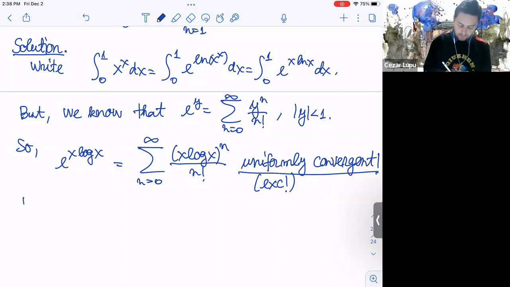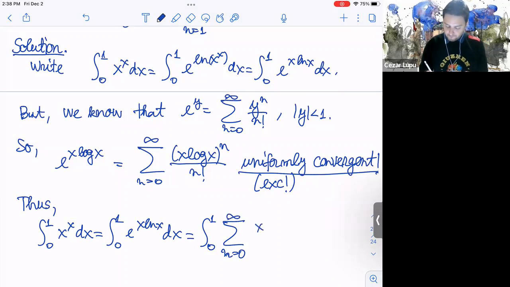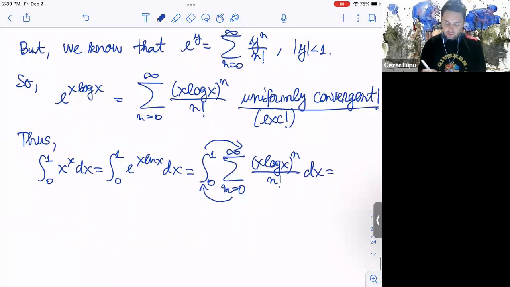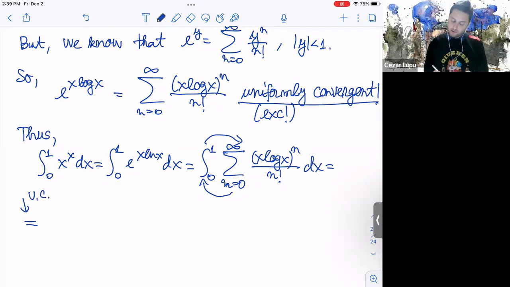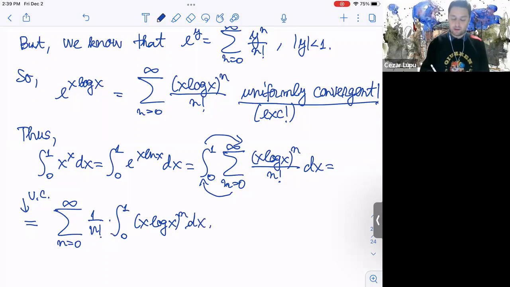So this means that the integral we started with, the integral of x to the x dx, ended up being the integral from 0 to 1 of the sum of this series. This series of functions is, as we said, uniformly convergent, so we can swap the sum with the integral. Here we use the fact that it's uniformly convergent. So this would be nothing else than the sum of 1 over n factorial times the integral from 0 to 1 of x ln x to the power n dx. So basically now we need to take care of this integral.